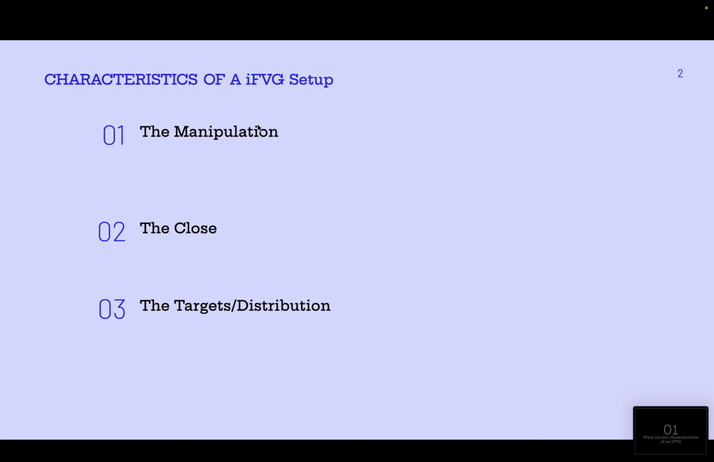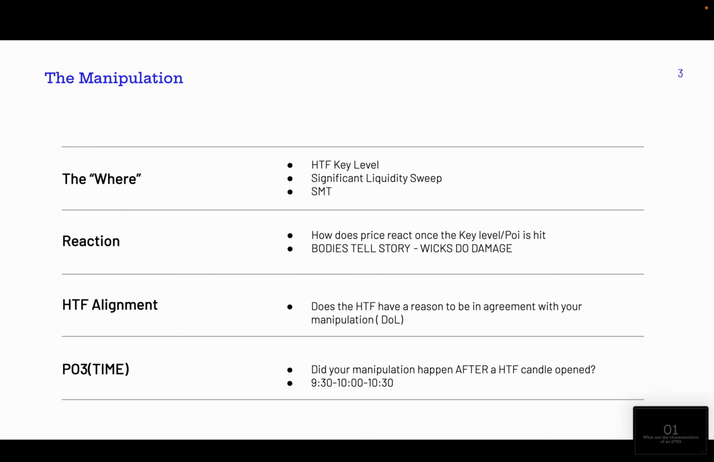Number one thing, the manipulation. It all starts with manipulation. What is every move, right? Your inversion comes after we sweep below, after we hit that high time frame imbalance. Manipulation is number one. Then it's the close, which is just how healthy of a close is it? Is it close to your break even? Did we close above the gap a lot, a little, all that stuff? And then the targets, where are we going to, right? Pretty simple.